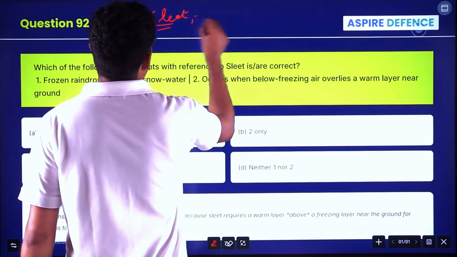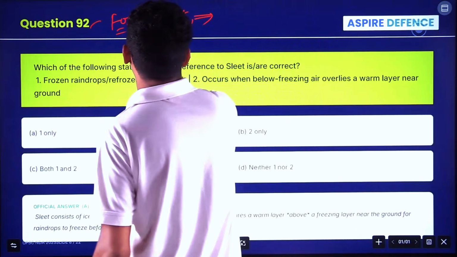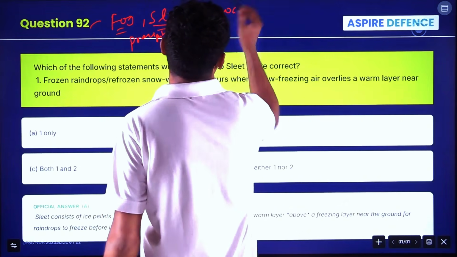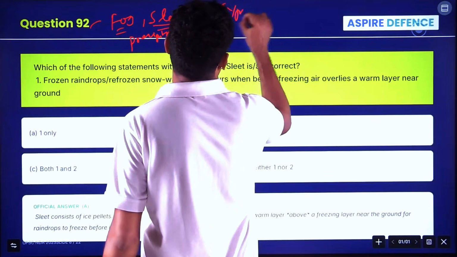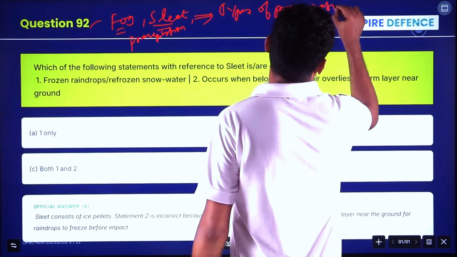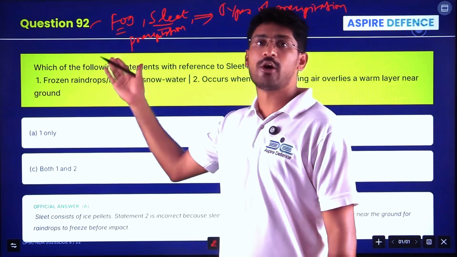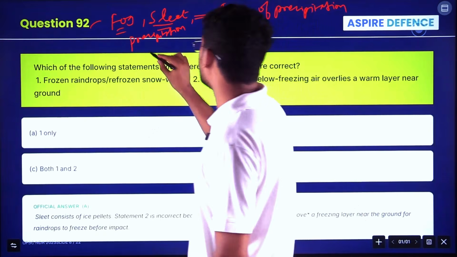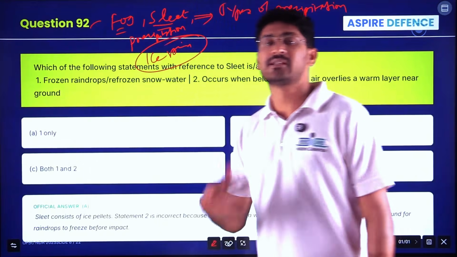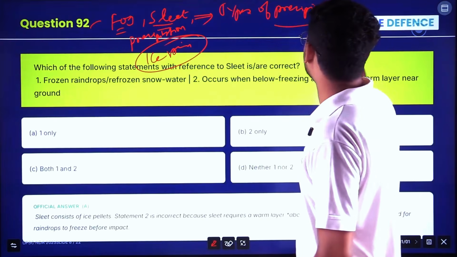Okay, all these are various types of precipitation: rain, sleet, fog. Ice rain also you can see. Ice is falling. All these are various types of precipitation.